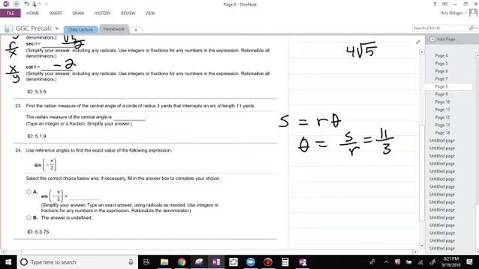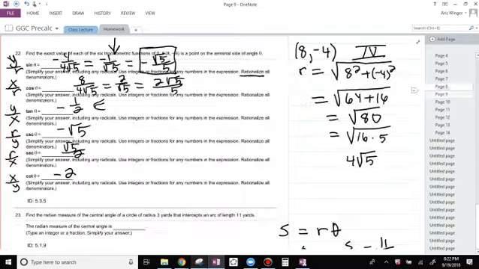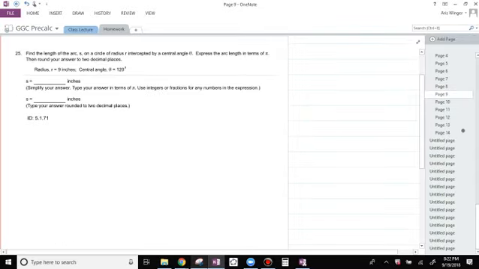These are so out of order and crazy. Sine of negative pi over 3 is just minus the sine of pi over 3. Or you can go backwards on the unit circle, right? Sine of pi over 3, you'll have the circle, right? Square root of 3 over 2. And then for the next one, s equals r theta, except theta needs to be in radians.